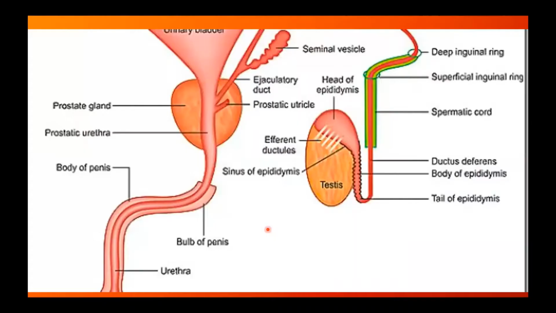So you can see in this picture, this small blunt pouch-like structure, which is directed upwards and backwards between the median and the posterior lobe, is called the prostatic utricle.